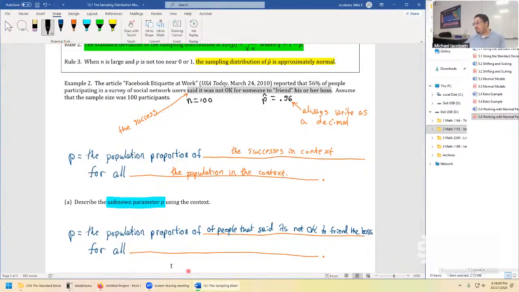Then we'd go down here and say what the population is. Well, to get the population, keep in mind, the sample comes from the population itself. It said 56% of people participating in a survey, they're described in the sample, of social network users. This portion right here is referring to the population. So this is the population.